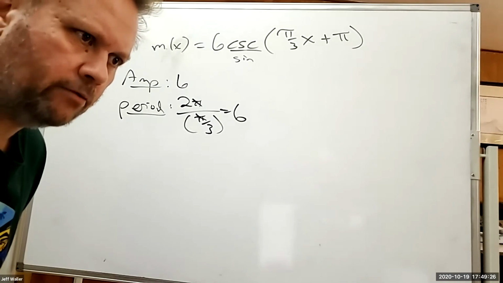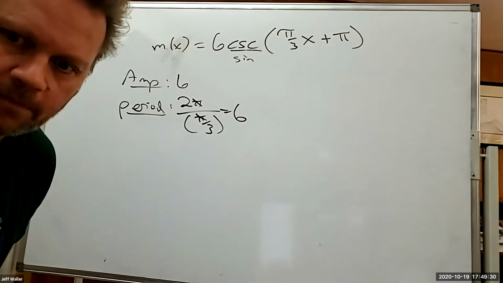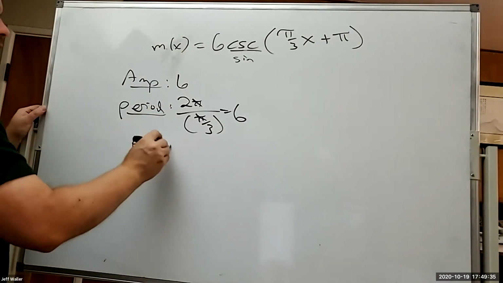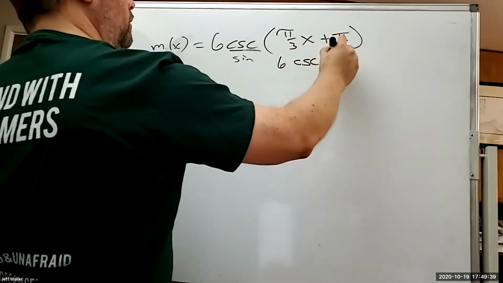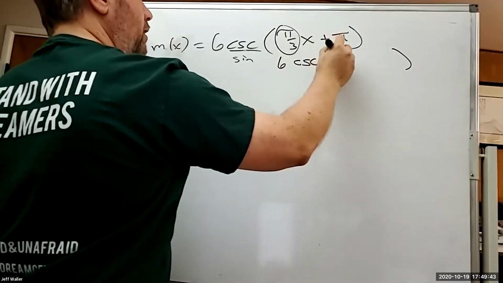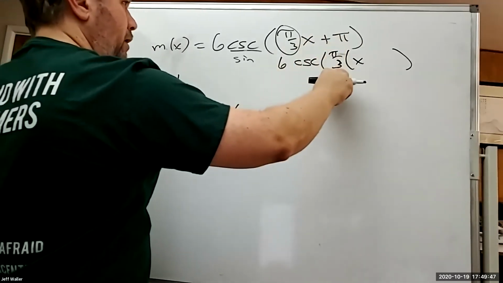Divided by 3 is times 3. Just like minus 3 is plus 3, right? All right. And then I've got the phase shift. Now watch this. This is where things get a little interesting. You got to take a pi over 3 out. You just have to. So pi over 3 divided by pi over 3 is 1.